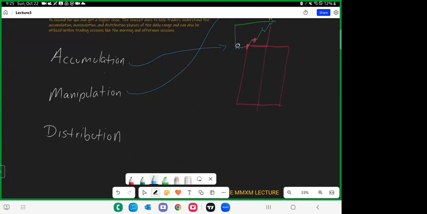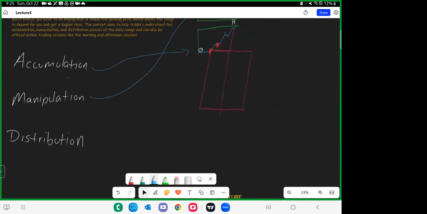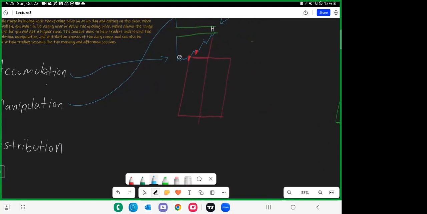So we got the open, which is accumulation. The high, manipulation. And now to create the range, all of this would be that distribution phase. All right. So next week when we talk about weekly range expansion and all that stuff, this is kind of a tip off for that.